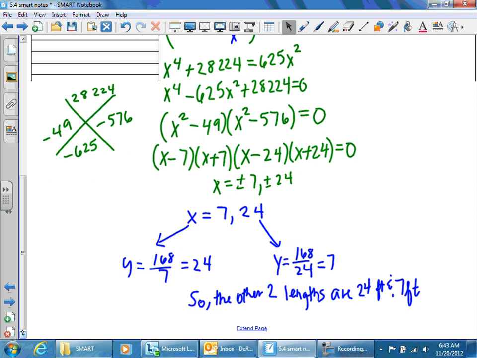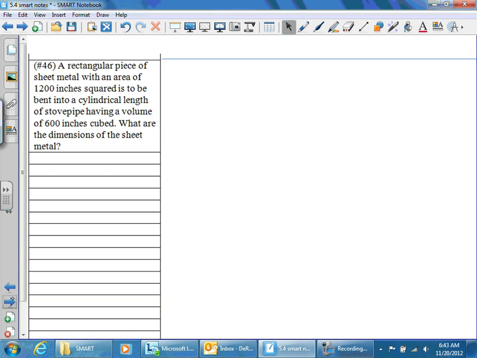Okay, one more. A rectangular piece of sheet metal with an area of 1,200 inches squared is to be bent into a cylindrical length of stovepipe having a volume of 600 inches cubed. What are the dimensions of the sheet metal?